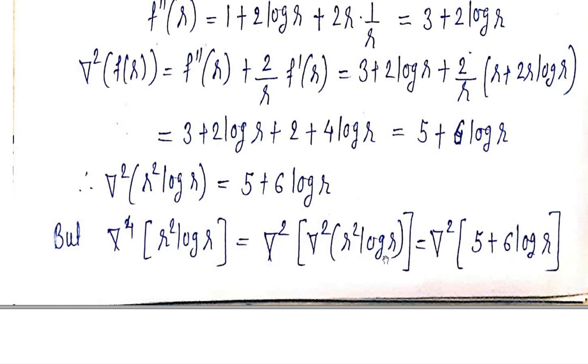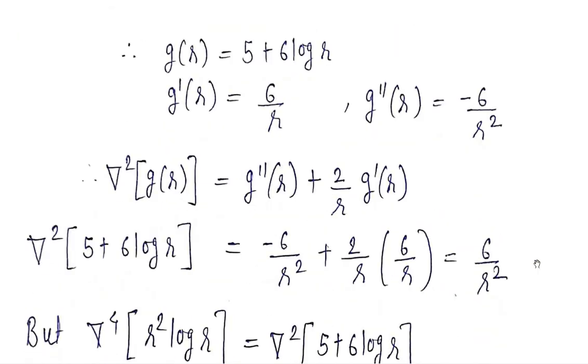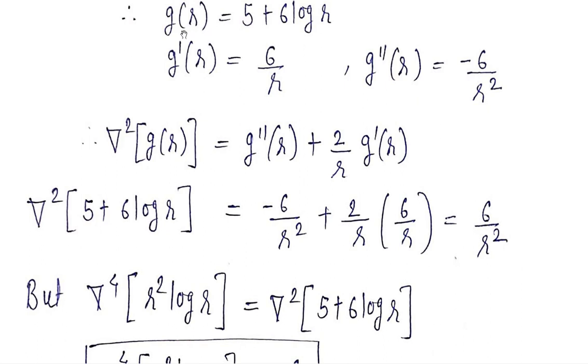So if we operate del square on both sides, on the left hand side we get del to the power 4, and on the right hand side we get del square of 5 plus 6 log of r. Again we want to use the same property: del square of f of r is equal to f double dash of r plus 2 by r into f dash of r. Now we denote 5 plus 6 into log of r by g of r. G of r is 5 plus 6 log r.